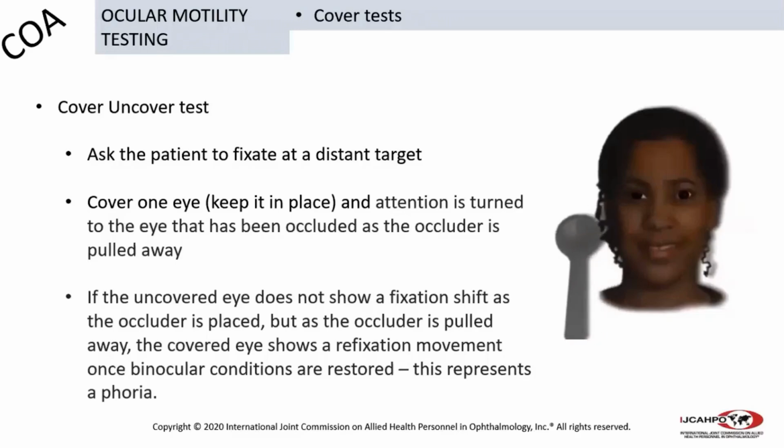The cover-uncover test asks the patient to fixate again on a distant target. Cover one eye and keep it in place, and attention is turned to the eye that has been occluded as the occluder is pulled away. If the uncovered eye does not show a fixation shift as the occluder is placed, but as the occluder is pulled away, the covered eye shows a refixation movement once binocular conditions are restored. This represents a phoria.